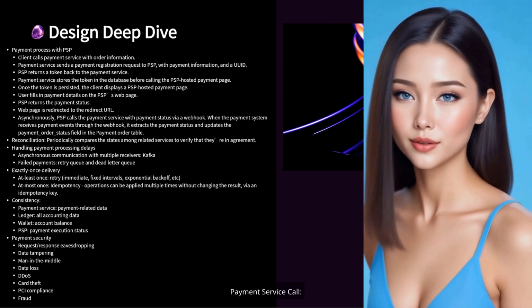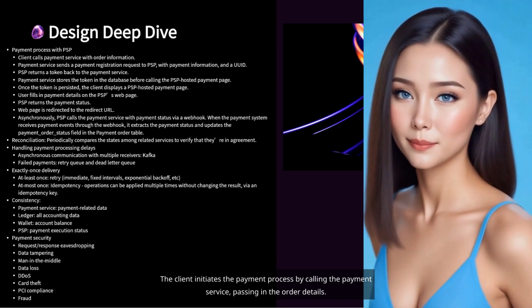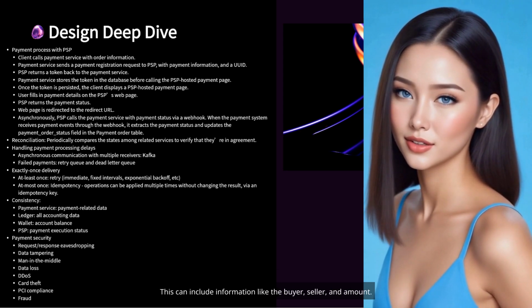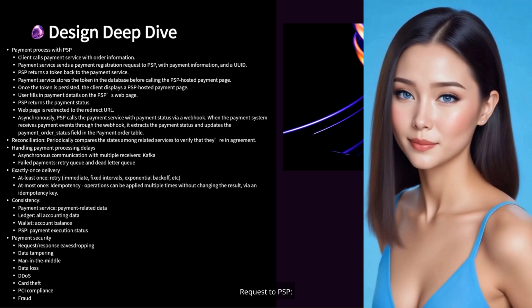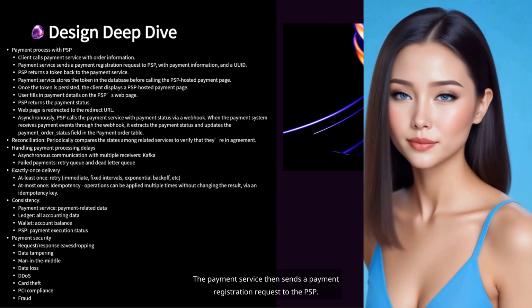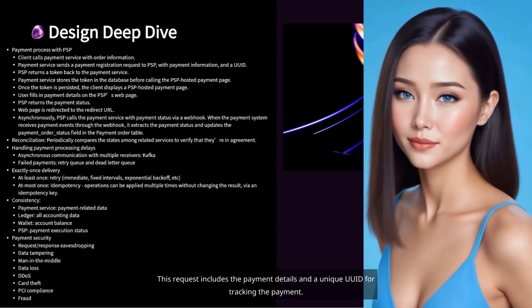Payment service call. The client initiates the payment process by calling the payment service, passing in the order details. This can include information like the buyer, seller, and amount. Request to PSP. The payment service then sends a payment registration request to the PSP. This request includes the payment details and a unique UUID for tracking the payment.